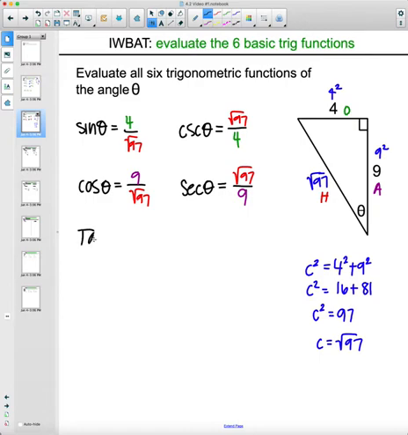Tangent is the opposite, so the opposite is 4 over the adjacent, which is 9. The reciprocal of tangent is cotangent, so cotangent is going to be 9 over 4.